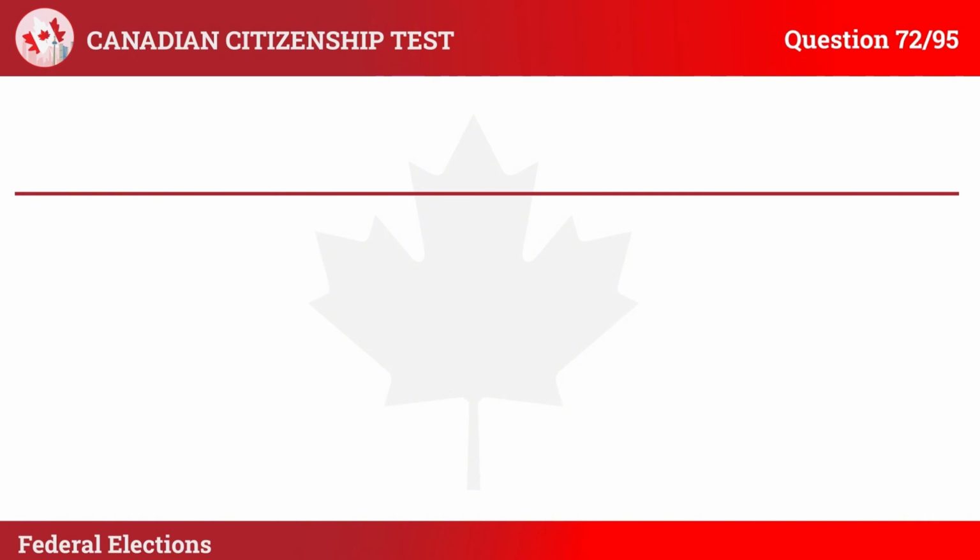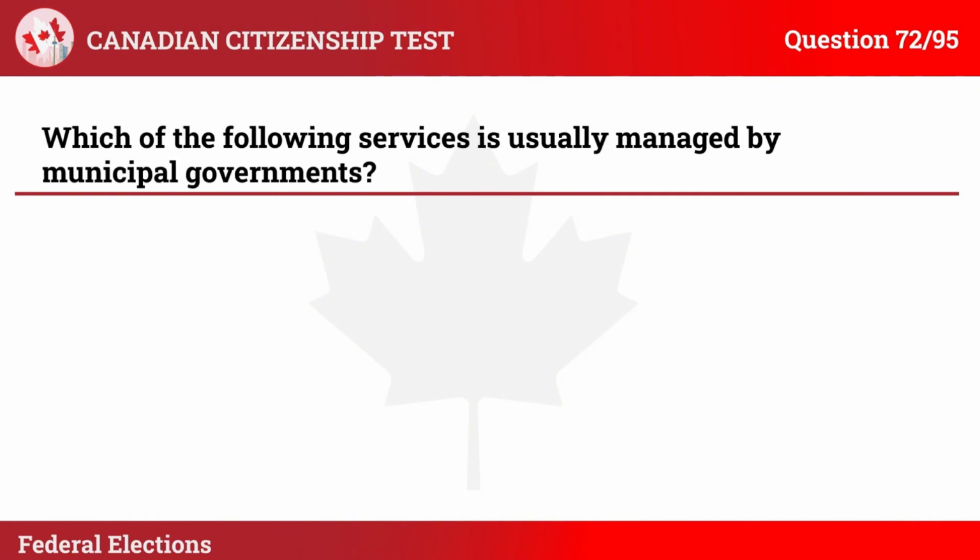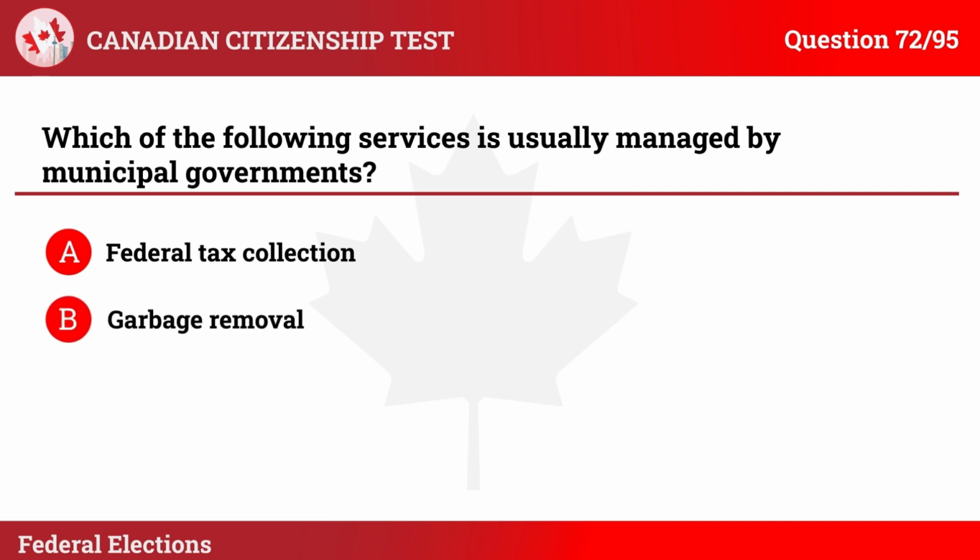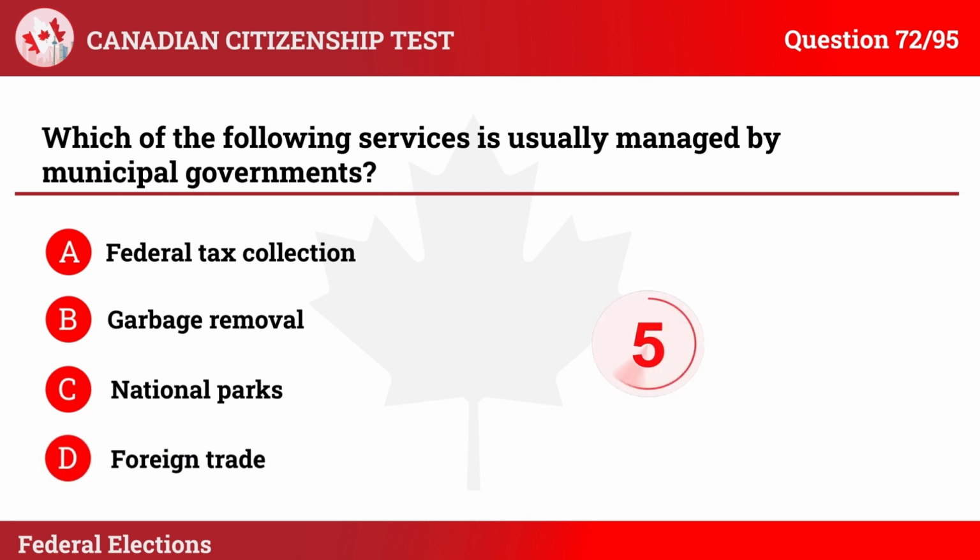Question 72. Which of the following services is usually managed by municipal governments? A. Federal tax collection. B. Garbage removal. C. National parks. D. Foreign trade.